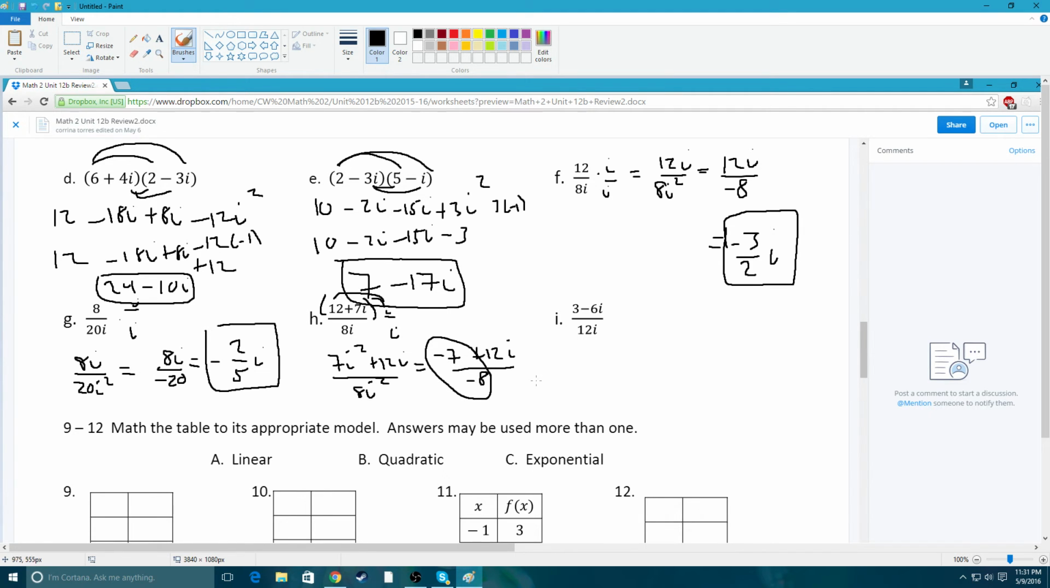Negative 7 divided by negative 8 is positive 7/8. Then you do the imaginary part. 12i divided by 8, that's negative 3i over 2.